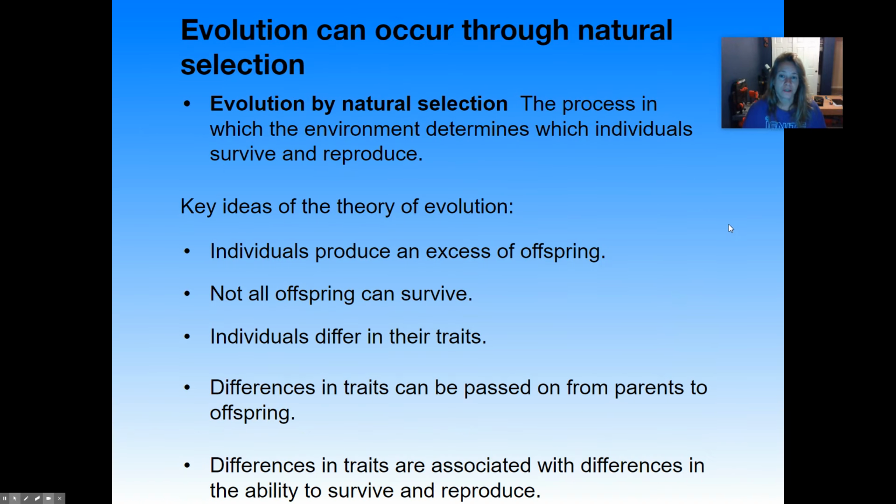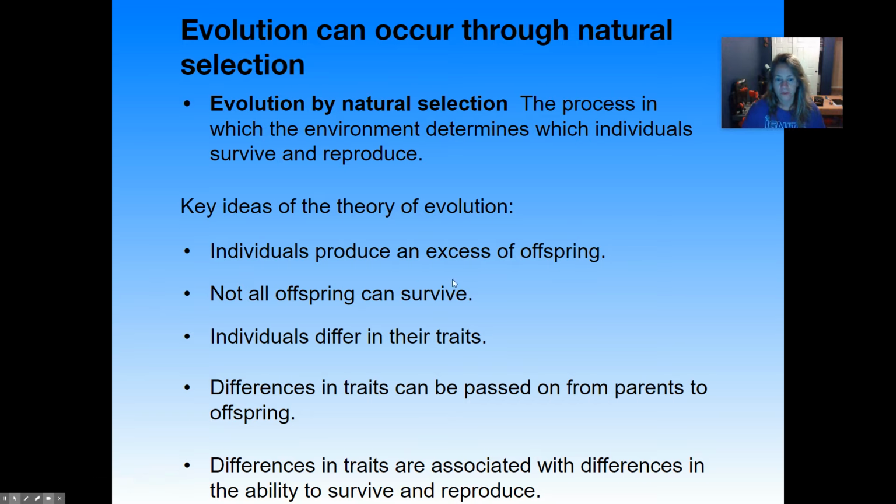And then we can have natural selection. So natural selection would be environment. So what does the environment look like? And is it going to select for the beak type, for example, or animals with lots of hair versus no hair? So the key ideas of the theory of evolution are these main ideas.